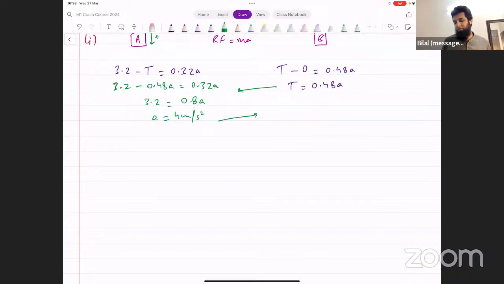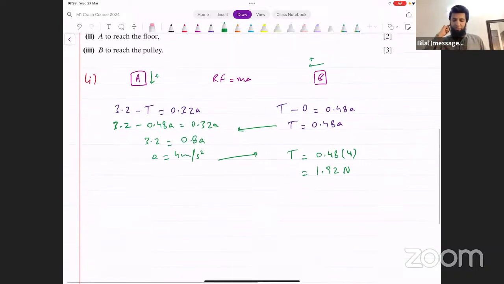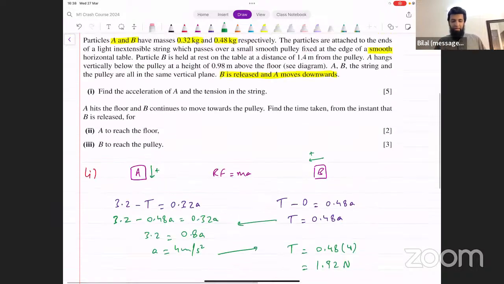You put this back in the other equation. That gives you T equals 0.48 times 4. That's 1.92 Newton. That's what we were looking for. We have the acceleration and tension. That's the first part, right?